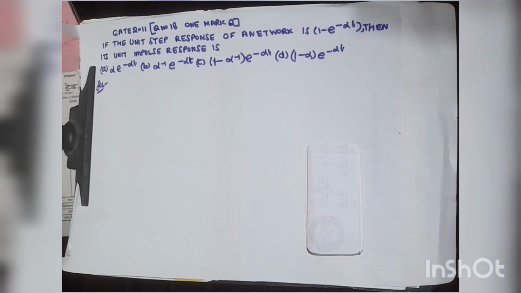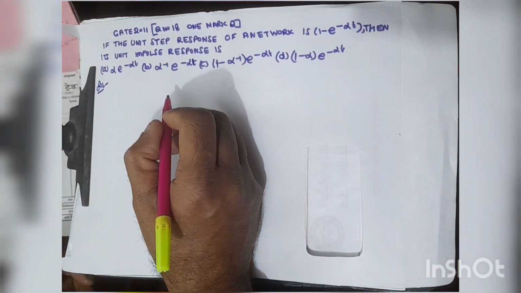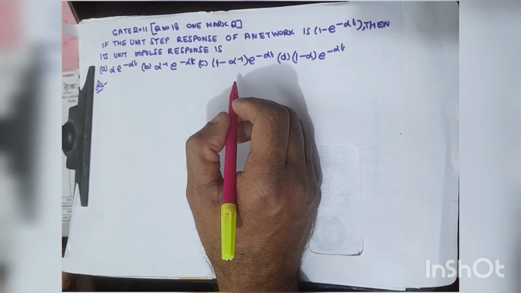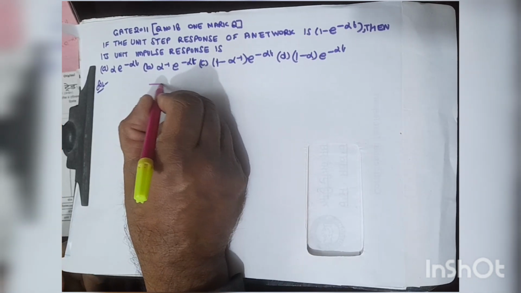Hello, this is a question related to signals and systems. In this question, the unit step response of a network is given, and we have to find its unit impulse response. So suppose it is a system S.